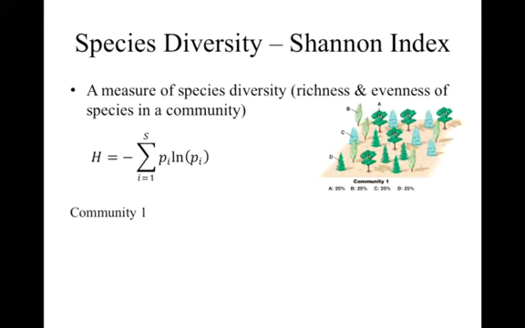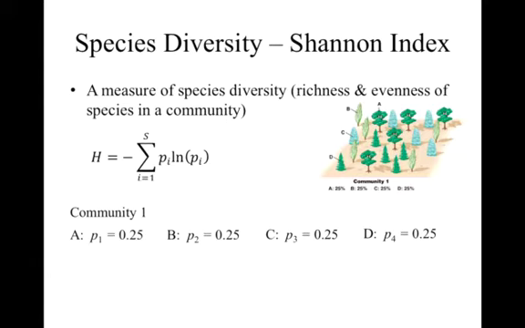So if I take my tree example here, my community number 1, and I want to calculate the Shannon Index for this particular community, I notice that there are 25% deciduous trees. So my proportion of deciduous trees is 0.25. I've got 25% of that weird-looking tall light green tree, so my proportion of tree number 2 is 0.25. I have 25% blue Christmas trees, so again proportion number 3 is 0.25. And I have 25% green Christmas trees, so proportion number 4 is 0.25.